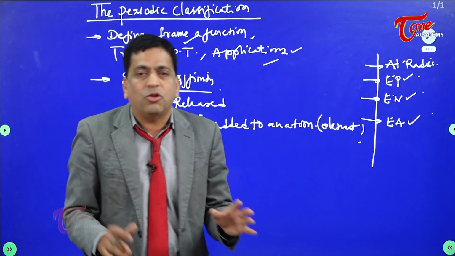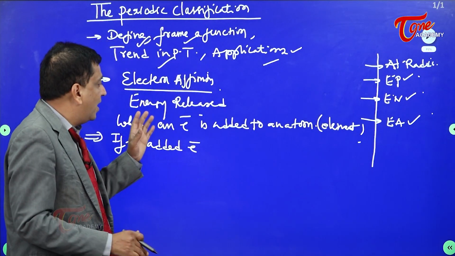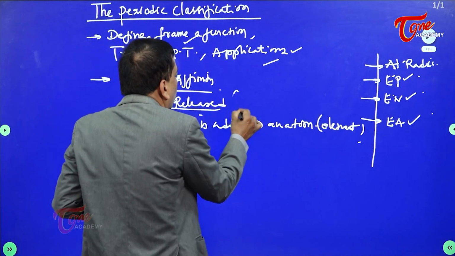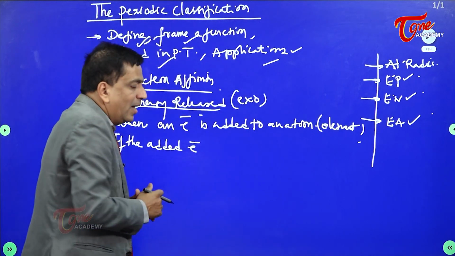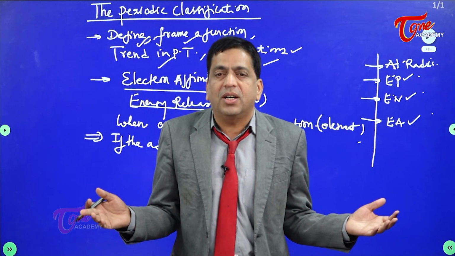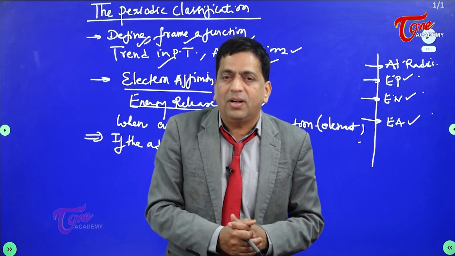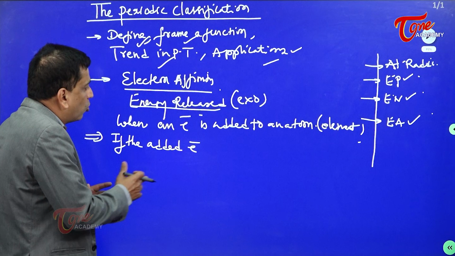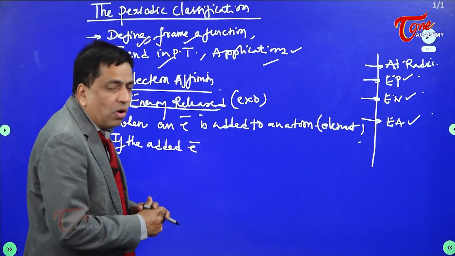I'm defining what is electron affinity. Electron affinity is the energy released. It's an exothermic reaction, exclusively exothermic. You must understand, if you have the affinity, it's always exothermic, right, when an electron is added to an atom or an element.